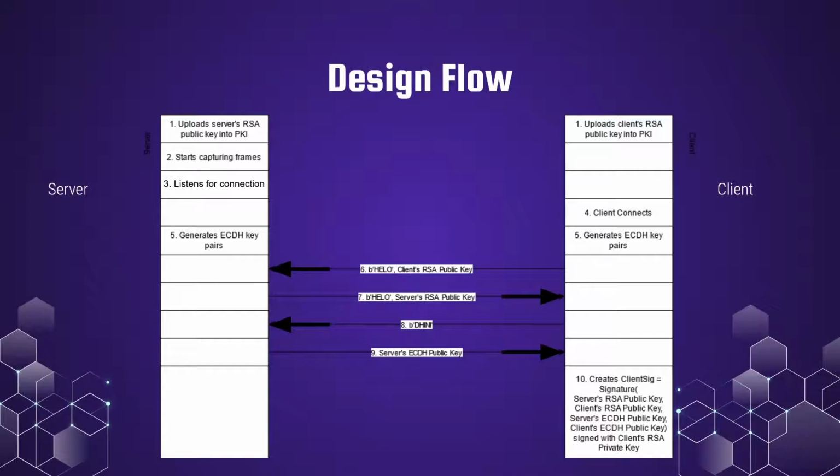We will now show the design flow of our application. The server and client upload their RSA public key into a PKI. The server starts capturing frames. If the server is run in restricted mode, the server will build a whitelist. The server listens for connections. The client connects. Both the server and client generate their ECDH key pairs.